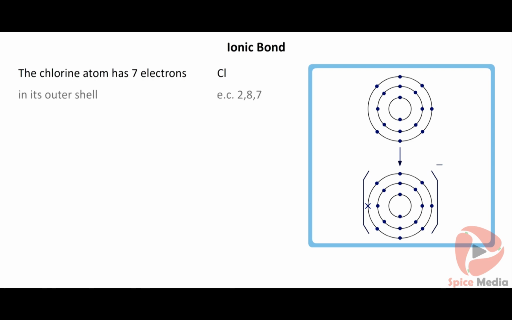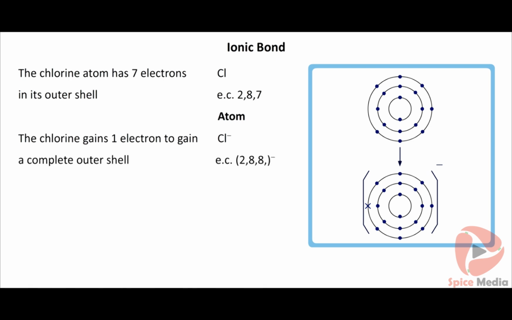The chlorine atom has 7 electrons in its outer shell, Cl, electronic configuration 2,8,7 atom. The chlorine gains one electron to gain a complete outer shell, Cl-, electronic configuration 2,8,8 ion. It is now a chlorine ion with the charge of -1.